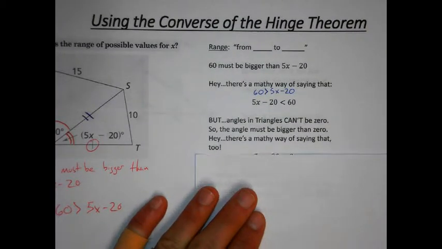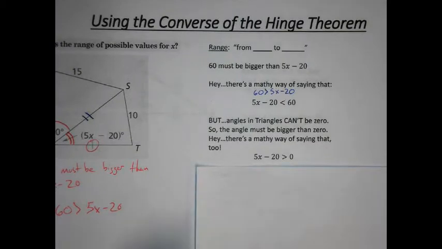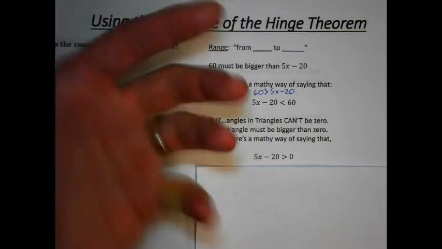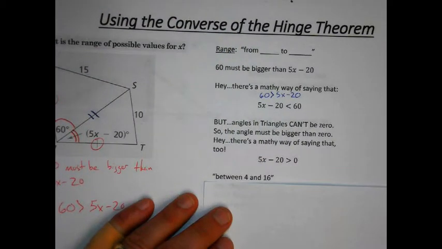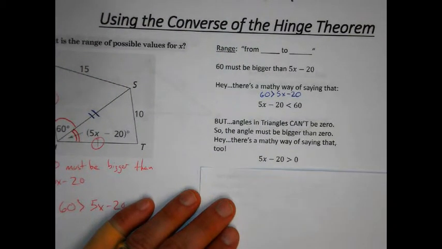You guessed it, another inequality. So 5x minus 20 also has to be bigger than 0. So we're translating English into mathematics, okay? So let's work that out. How are we going to do this?